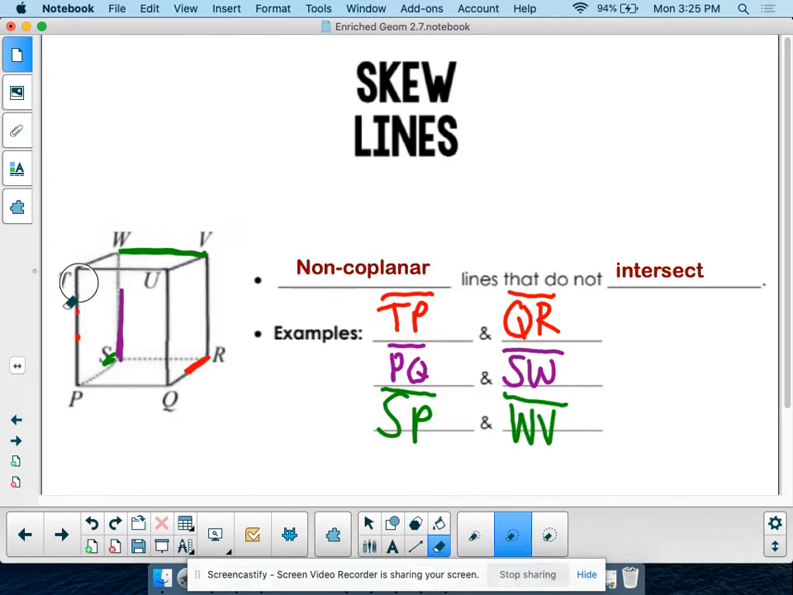Just real quick, I want to show you why they have to be going different directions. Here's TP and here's VR. Those are still parallel in our picture. They're on different planes, but they're parallel. They're going the same direction. So that's why those would not be skew.